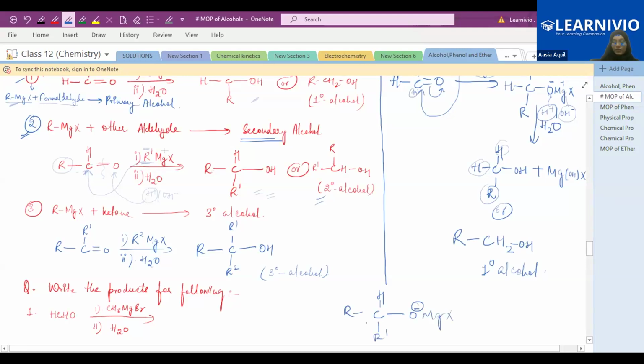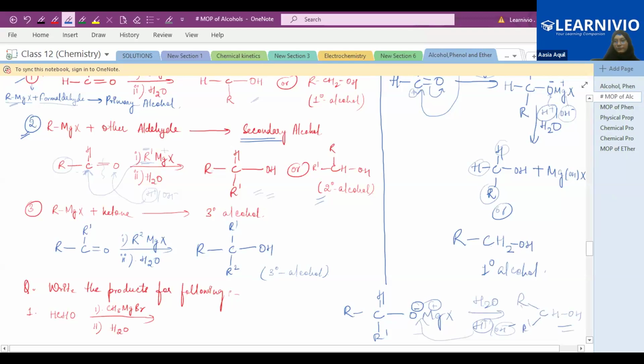The positive part of the Grignard reagent you have to attach over. Okay, this is the first step product. Second step, when you do the hydration, so H plus and OH minus, it will give... So H plus will come and attach on the oxygen, and this will come with this. Okay, it will give you this R dash and here CH, OH. Okay. Your secondary alcohol.